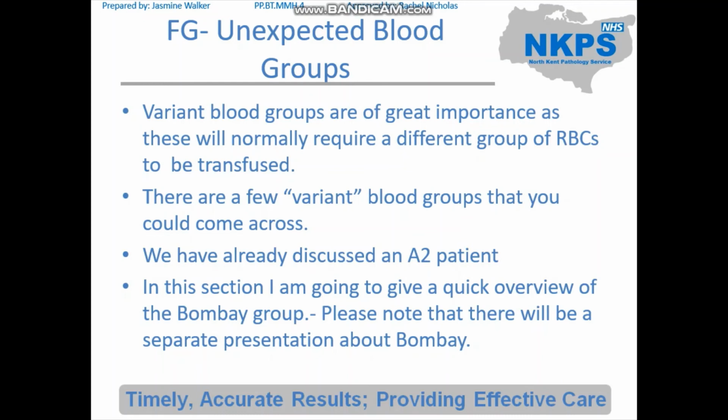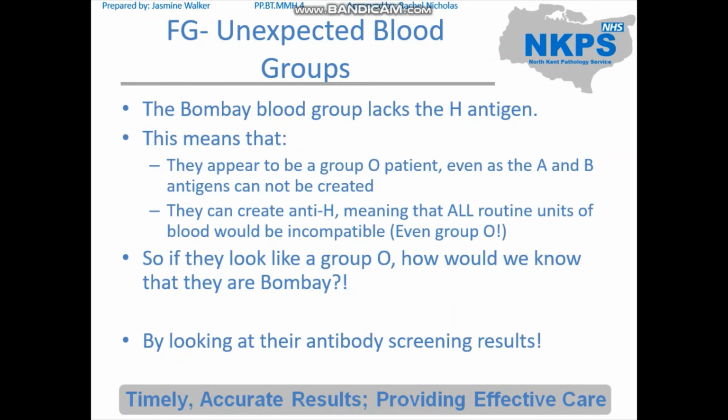In this section, however, I'm going to give a quick overview of the Bombay group. Please note that there is going to be a separate presentation on Bombay, so again, this is just going to be a very quick zip through. The Bombay blood group lacks the H antigen. This means that they appear to be a group O patient, as the A and B antigens could not be created. They can create anti-H, meaning that all routine units of blood would be incompatible, even group O.